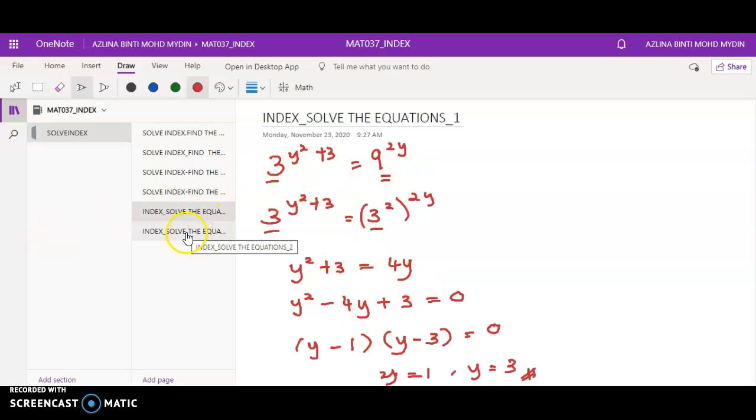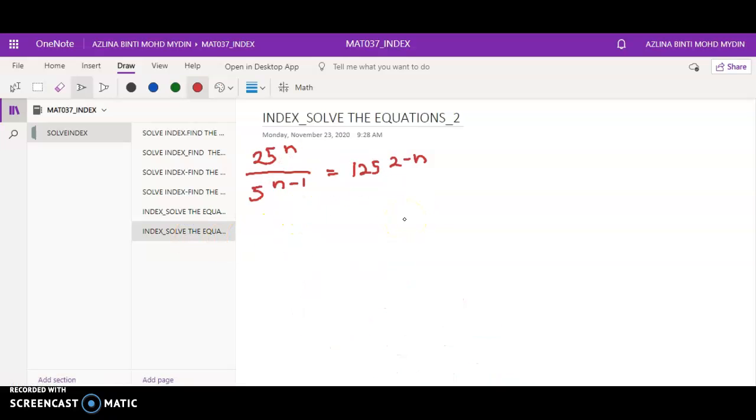Okay, so now let's see the second example, whereby we have 25^n divided by 5^(n-1) equals 125^(2-n). So I'm going to change all of these to the base of 5. So 25 is 5 to the power of 2, so I will have 25^n over here divided by 5^(n-1) equals 125, which is 5 to the power of 3.